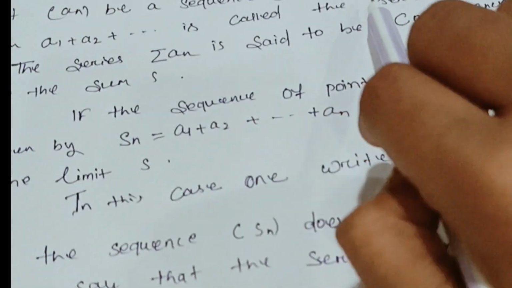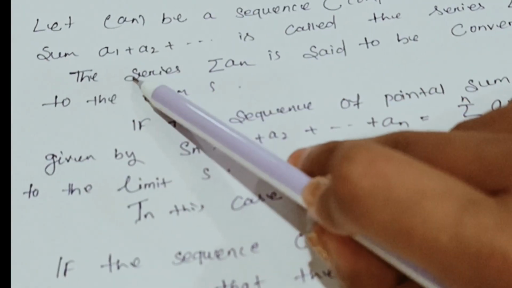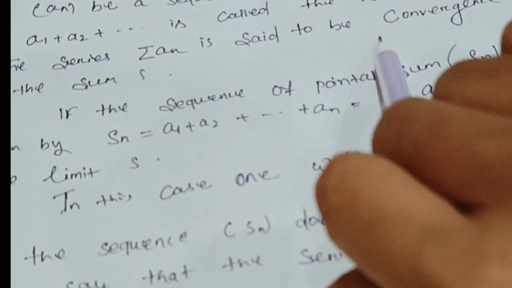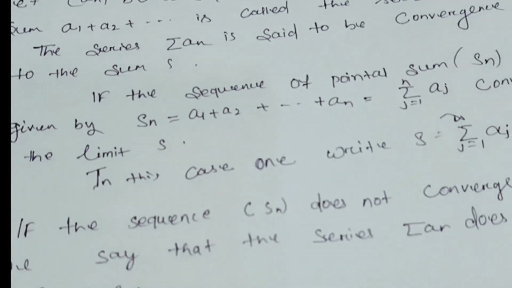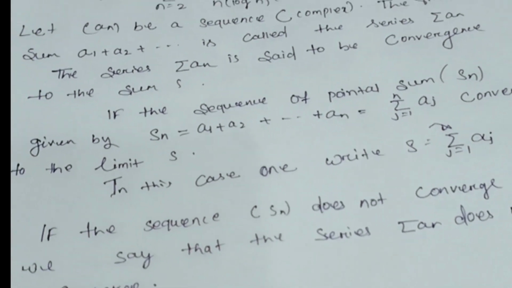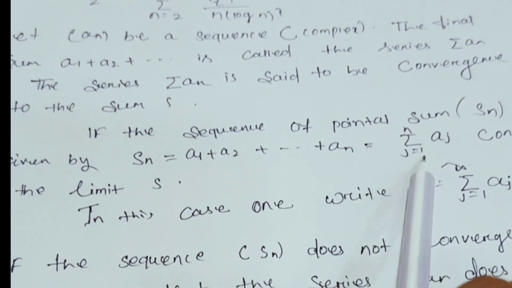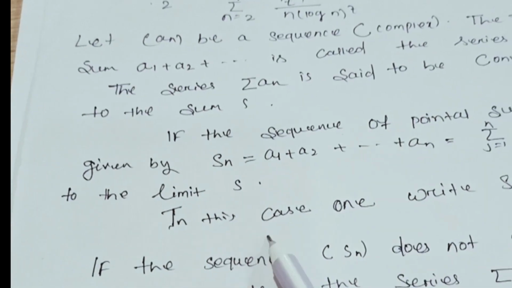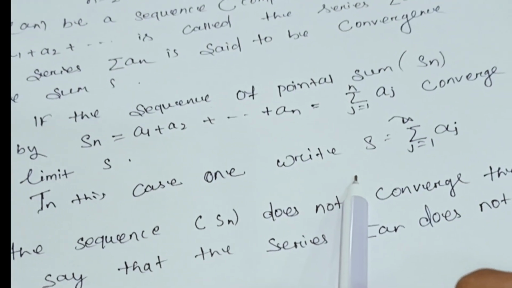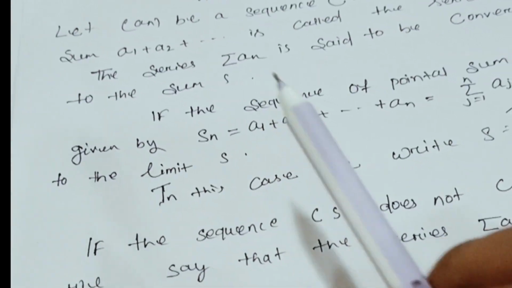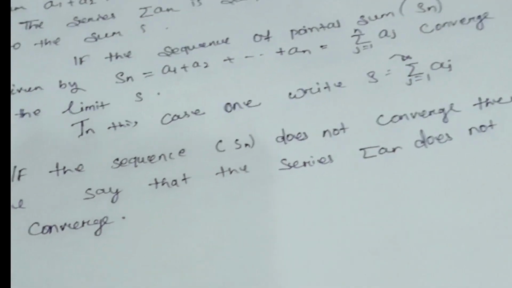And let an be a sequence of complex numbers. The formal sum a1 plus a2 and so on is called the series of an, and the series an is said to converge to the sum s if the sequence of partial sums Sn, given by Sn equals this term, converges to the limit s. In this case, one writes s equals the sum of aj from j equals 1 to infinity. If the sequence Sn does not converge, then we say that the series an does not converge.